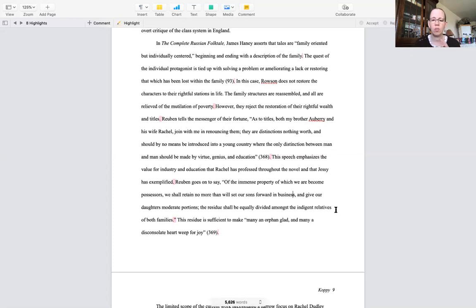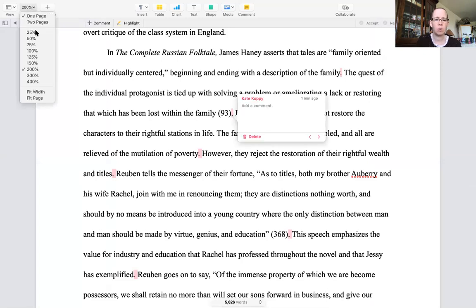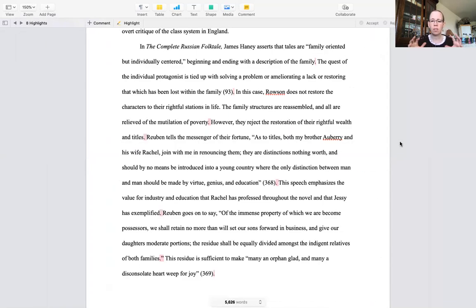Okay, so now that you've highlighted some things in this paper, I want you to zoom out your view a little bit and just look at the pattern of where the highlights are. So as you look at the highlights on my paper, you can see that they are fairly well distributed.